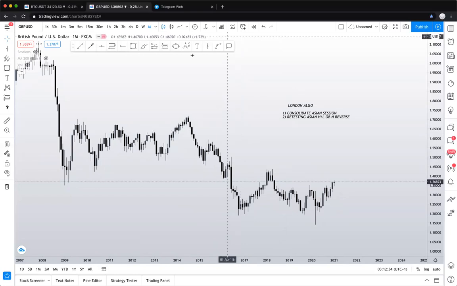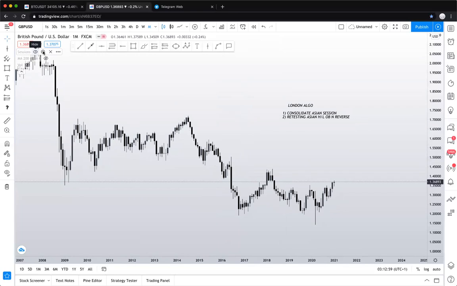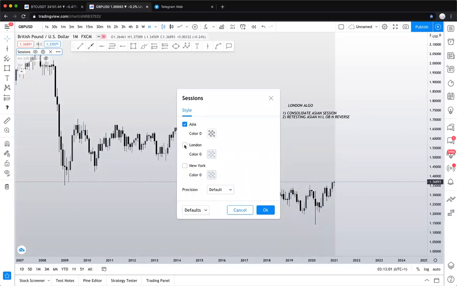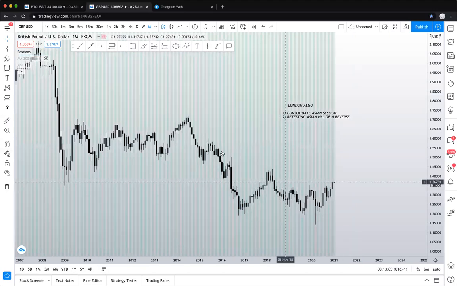Now, you might be wondering, how do I spot those Asian highs and Asian lows, or how do I even know when a session has come to a close? For this trading strategy, or whatever you want to call it, I use the Sessions indicator by Jrfxaddict, which has a 704 rating. You might want to apply that on your chart, and when you apply it, you're going to see something like this. You're going to see some colors and stuff like that.